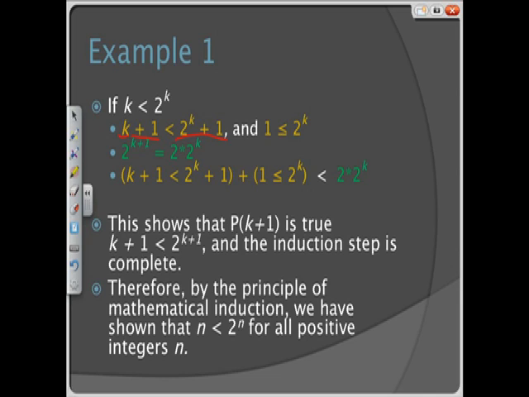Now, we know that 2 to the k plus 1 is also 2 times 2 to the k. So, we know that this part is less than 2 to the k, and this part is also less than or equal to 2 to the k. So their sum cannot be more than 2 times 2 to the k. And this proves that the left side is less than the right side. So, this shows that P of k plus 1 is true, namely this statement right here, and the inductive step is complete. Therefore, by the principle of mathematical induction, we have shown that n is less than 2 to the n for any positive integer n.